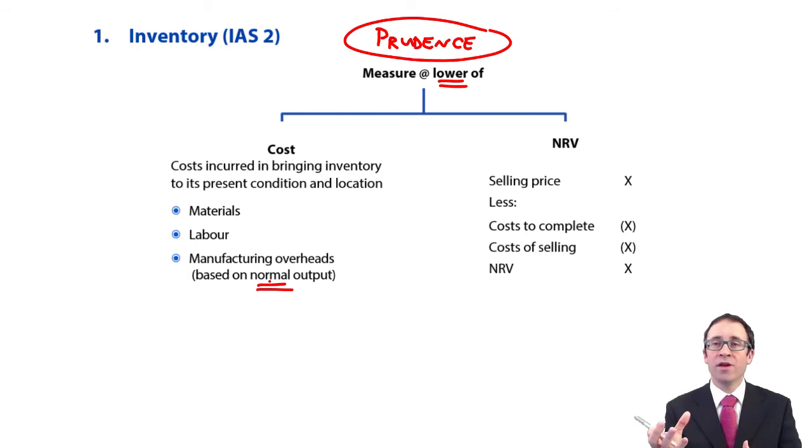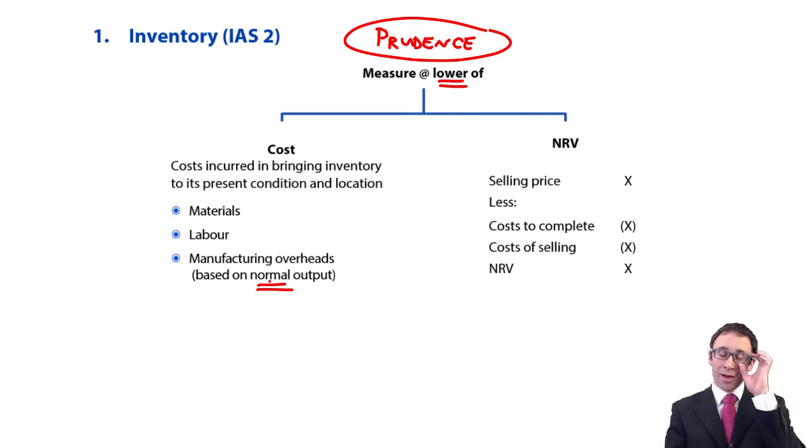Once we've got the NRV for the product, once we've got the cost, we can then compare the two and go with the lower. Once we have the lower, we can then record the journal entry, debit the inventory on the SFP, credit the inventory on the statement of profit or loss within your cost of sales. There we go. So that's the background.